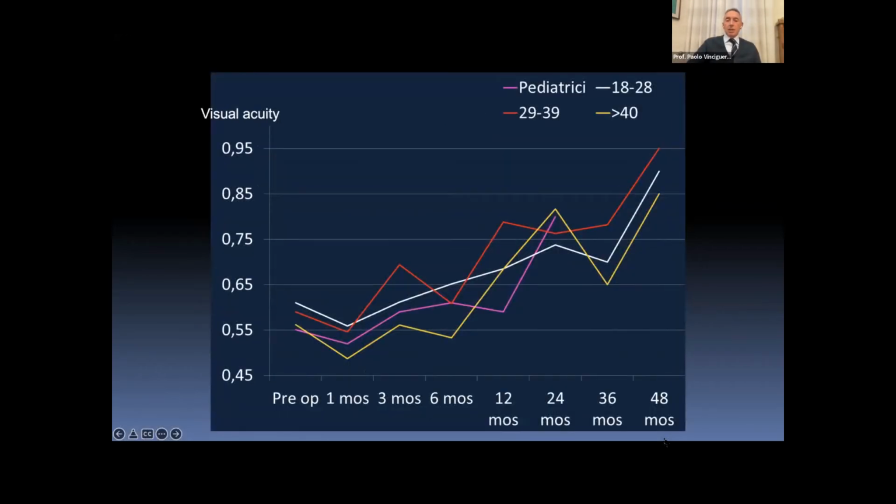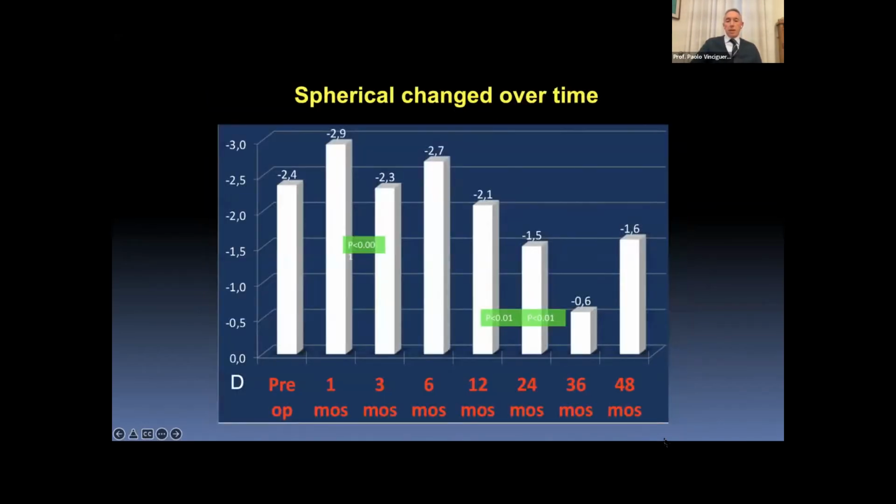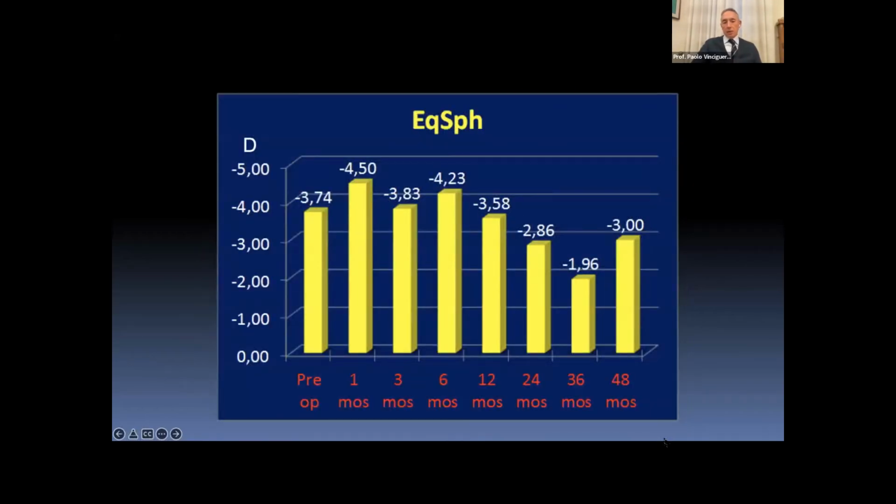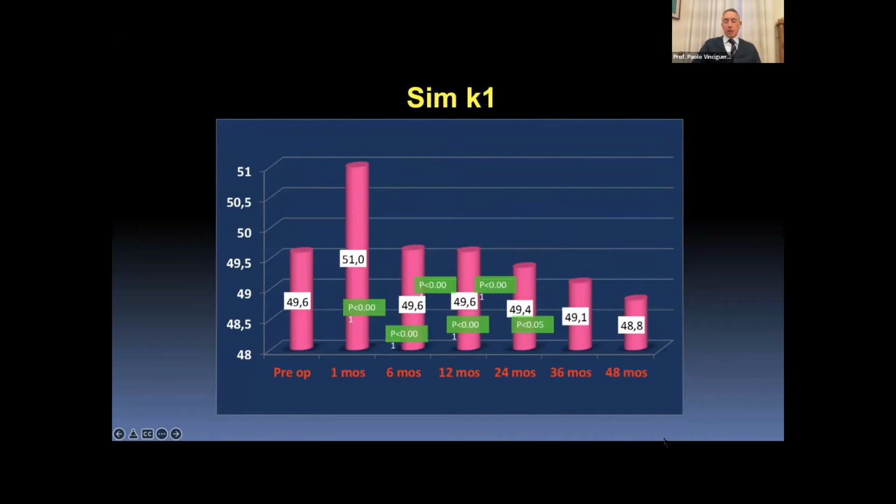Then we did a study to separate pediatric patients between 18 and 28 years old from 29 to 39 and more than 40. And that is the visual acuity for each group. And the spherical equivalent over time: you can see that we observed on average 1.6 diopter of change, while surprisingly the astigmatism did not change. Why is this so? The spherical equivalent change is a consequence of that.